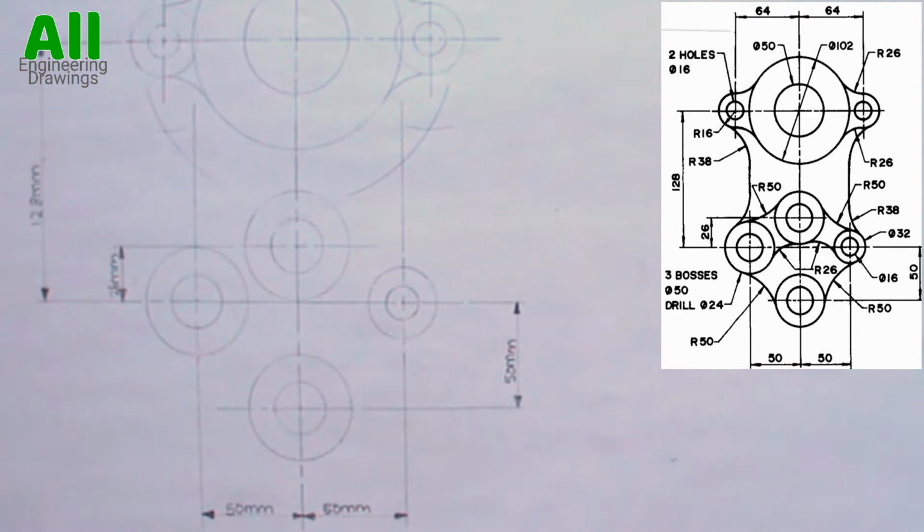Since the radius of this circle here is 16 millimeter and the radius of the tangential arc here is 26 millimeter, I will add 16 plus 26, which will give us 42 millimeter. So I will adjust my compass to a radius of 42 millimeter. Then place your compass on this point. Then cut an arc to intersect this arc.